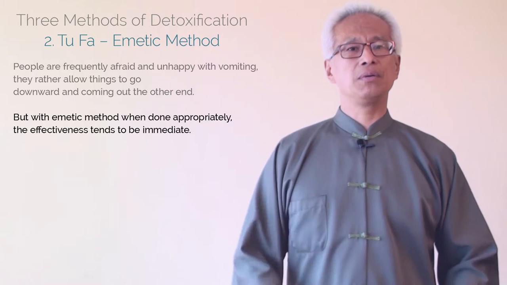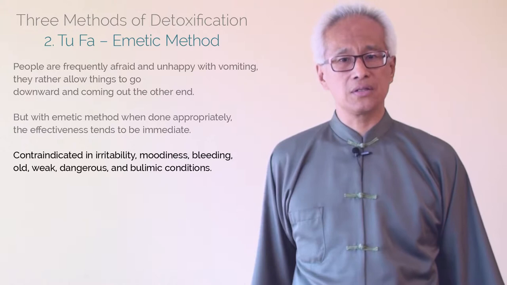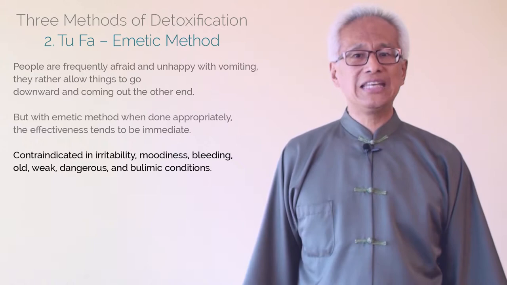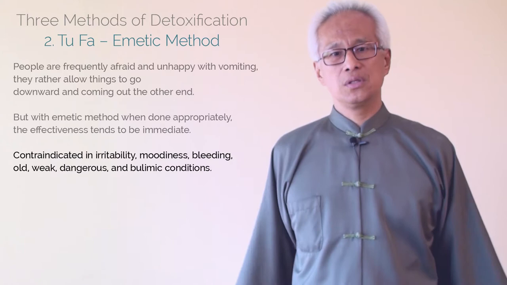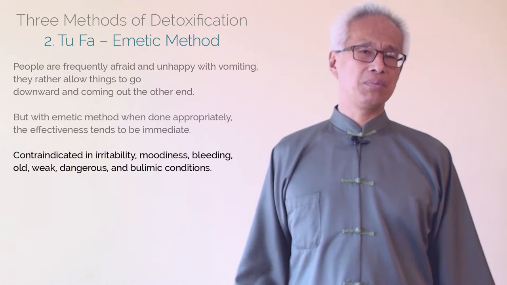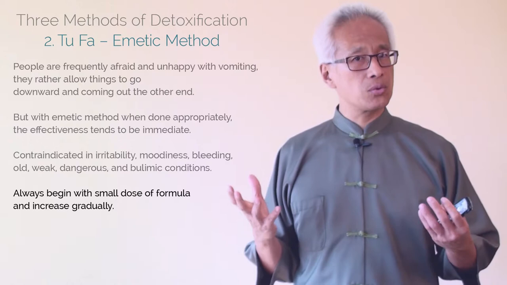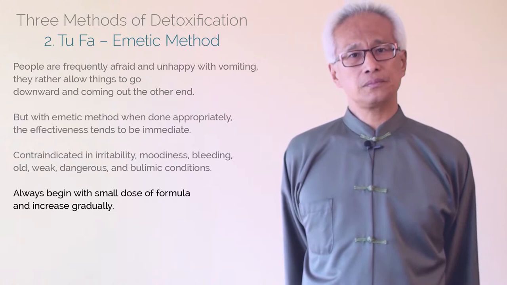Obviously, it's contraindicated in several conditions, such as pregnancy, irritability, moodiness, bleeding, somebody who's old and weak, somebody who's manic and dangerous, and someone who has bulimic conditions. This may not be suitable for these kinds of situations. And you always start with a small dose of formula and increase it gradually until vomiting occurs. And he has provided us with basically gua di san.